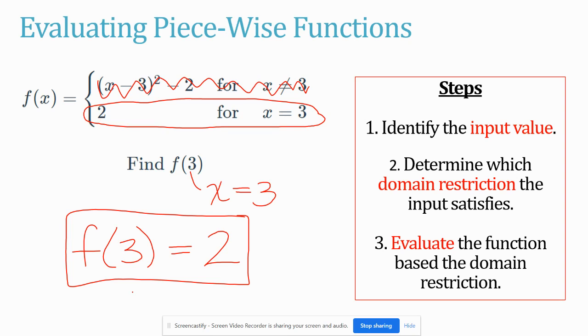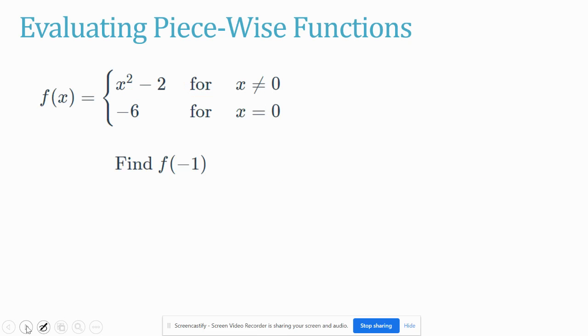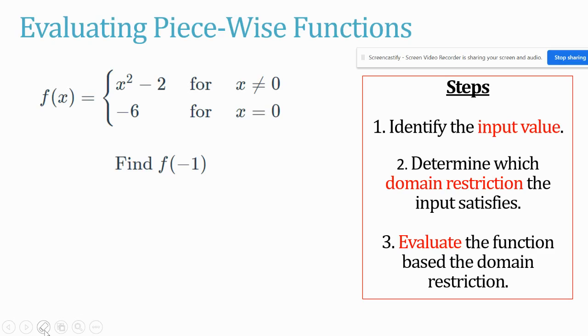Let's take a look at another example. So here we have f of x equals x squared minus 2 for when x is not equal to 0, and then f of x equals negative 6 for when x does equal 0. Okay, so step number 1, identify the input value. So hopefully you can recognize here that that means x is equal to negative 1.